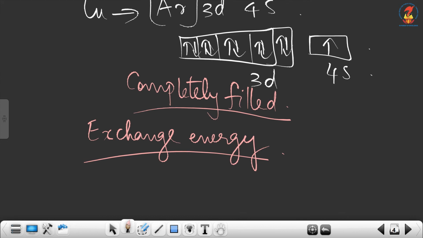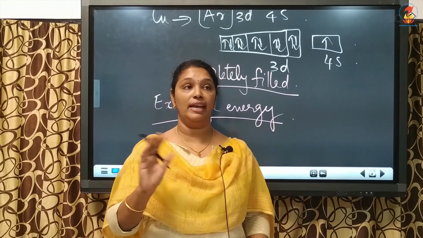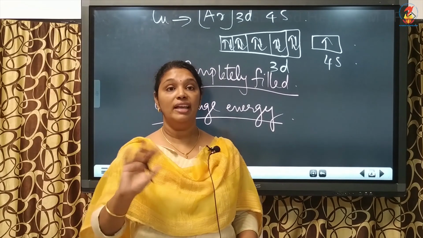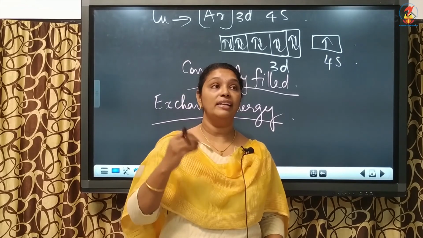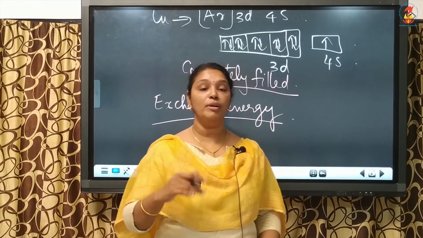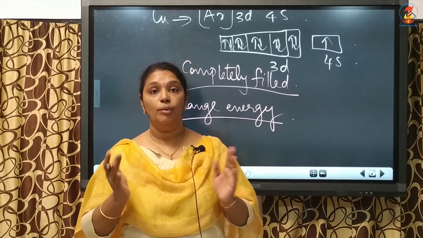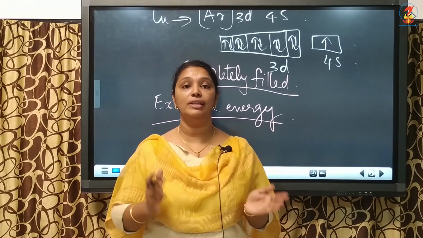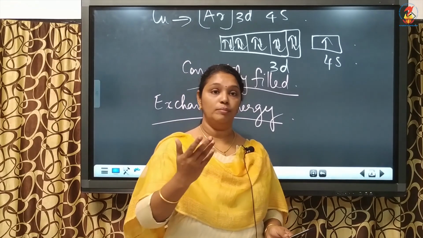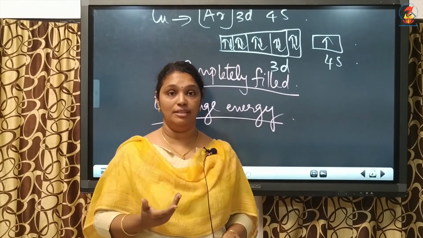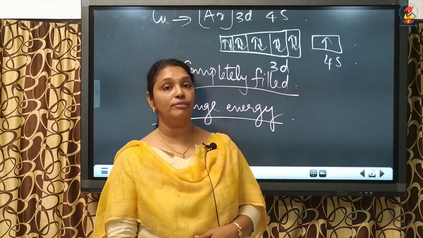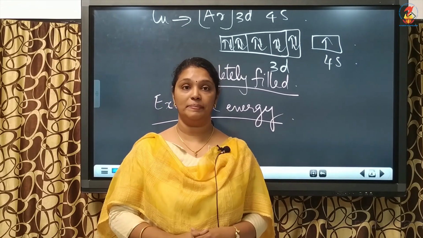Now, exchange energy means the electrons in degenerate orbitals can exchange their positions. Okay, degenerate means same energy orbitals. They have a tendency to exchange their positions and energy is released. And that energy released is called exchange energy. And the number of exchanges that can take place is maximum when the orbital is exactly half filled or completely filled. So we say that as a result they have maximum exchange energy and maximum stability. So these are the two reasons for the extra stability of half filled and completely filled orbitals. Thank you.